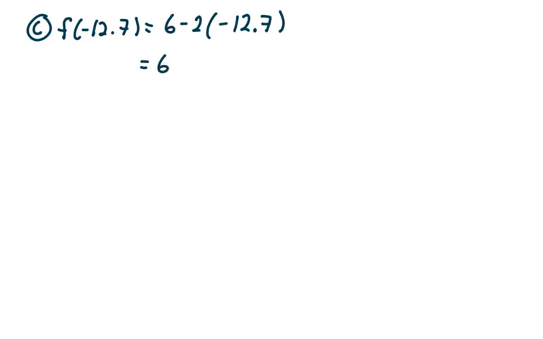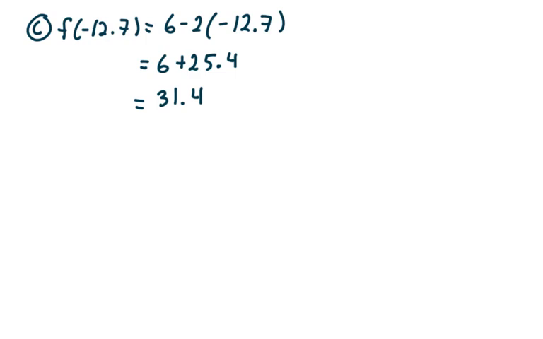Now, let's take a look at part C. F of negative 12.7. Wherever I see an x, I'm going to replace it with negative 12.7. So this is 6 minus 2 times negative 12.7. And so this is 6. A negative times a negative is a positive. So this is plus, and then we're going to get 25.4, I claim. So the correct answer here is 31.4.